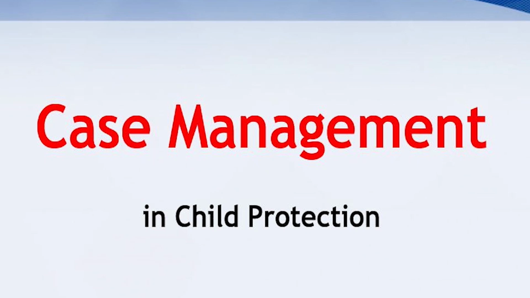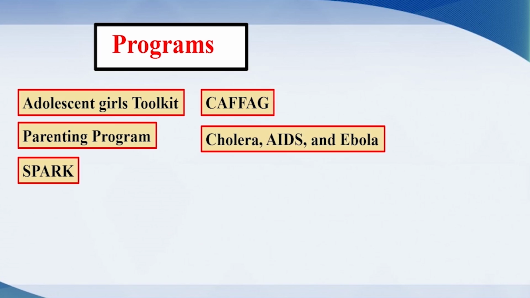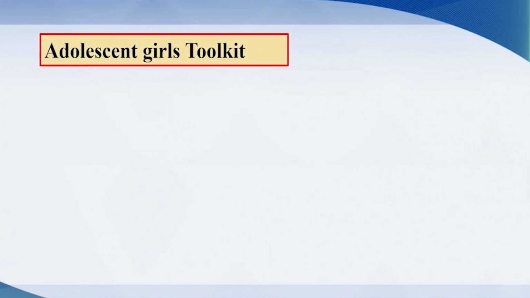To make this series of videos more comprehensive, I'm going to shortly explain some other famous child protection programs. First one is Adolescent Girls Toolkit. Also we have Parenting Program, Spark, I'm Stronger, CAFAC Children, Cholera Danger, HIV Among Children, and etc. Let's see a couple examples of these programs.